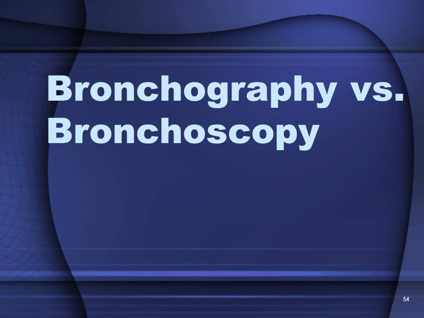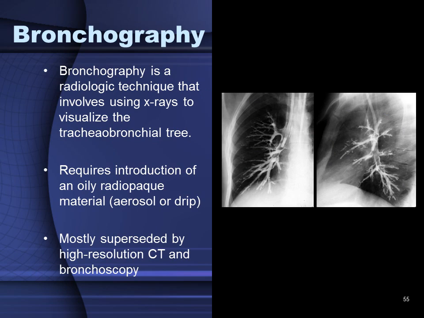There are two radiographic techniques that can be used to visualize the trachea and the bronchial tree. These are bronchography and bronchoscopy. Bronchography is a radiographic modality that involves using X-rays to visualize the tracheobronchial tree. However, it requires the introduction of an oily radiopaque material, usually an aerosol or drip. This substance coats the bronchial tree so that it can be visualized on plain X-ray film.